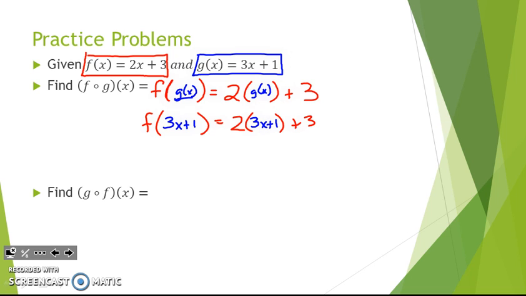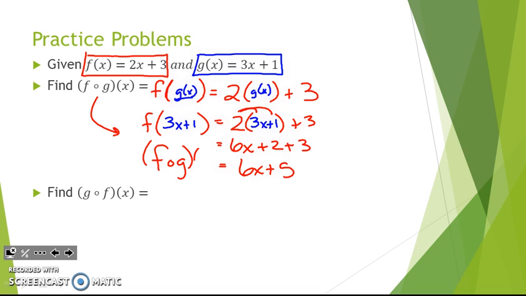And then this looks exactly like what we did on the first slide. So now I'm going to take 2 times 3x, which is 6x, 2 times 1, which is 2, plus 3, and I get 6x plus 5. And that tells me that my f open circle g of x equals 6x plus 5.